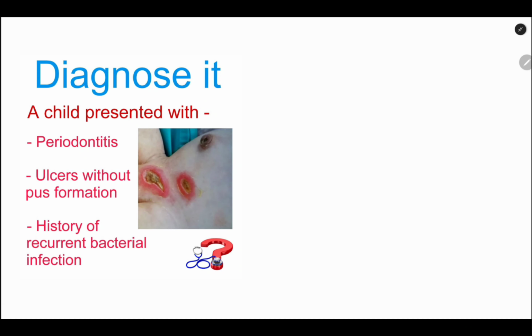So now let's discuss our new case. A child is presented with the following symptoms: periodontitis, ulcers without pus formation, and a history of recurrent bacterial infections. As in the image, we can see the presence of these ulcers without pus formation. And what is this periodontitis? Periodontitis is a serious gum infection that can damage the gums and also destroy the jaw bones.